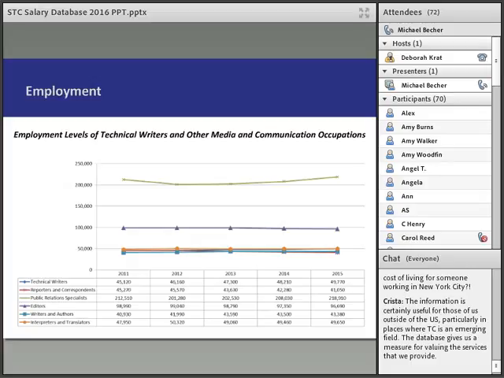As you can see, there's not been humongous growth over the past 5 years. Most of these are increasing around 2 to 3% per year in terms of employment, and that's pretty steady across all of those different professions.